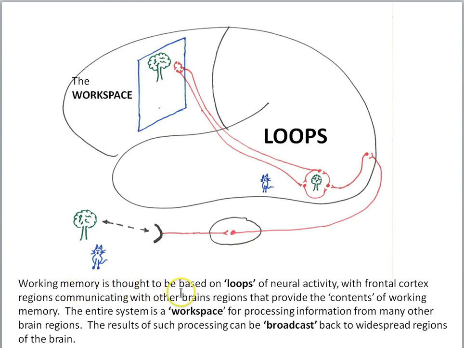So working memory is thought to be based on loops of neural activity, with frontal cortex regions communicating with other brain regions that provide the contents of working memory. The entire system is a workspace for processing information from many other brain regions. The results of such processing can be broadcast back to widespread regions of the brain. So we want to think of this working memory system as a workspace. And one of the things that enters into this workspace is what we're currently perceiving.